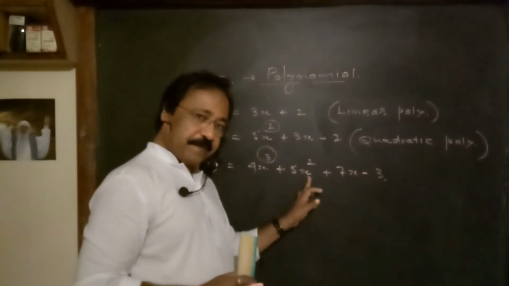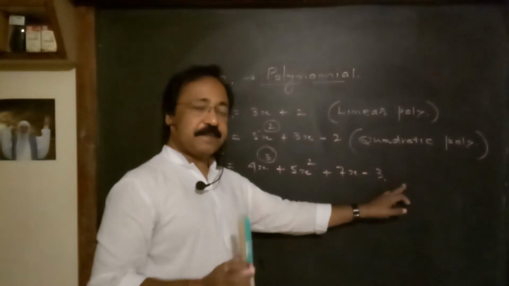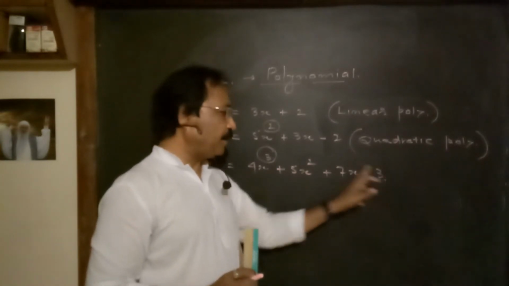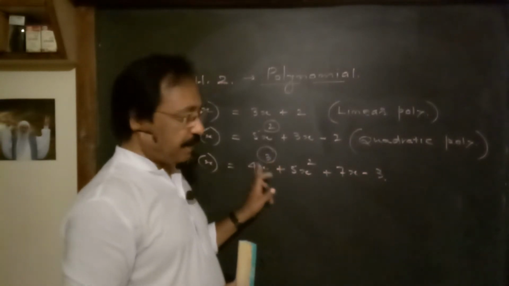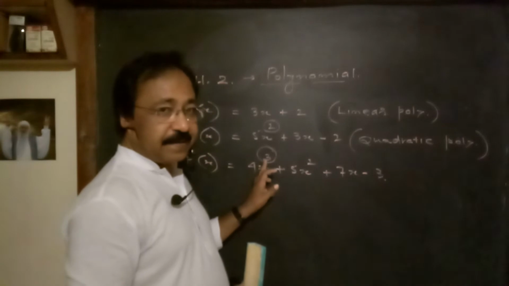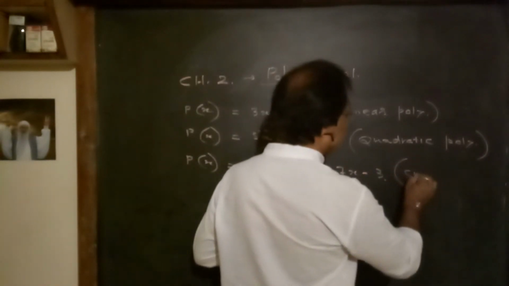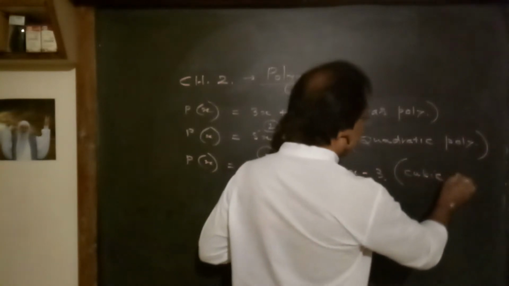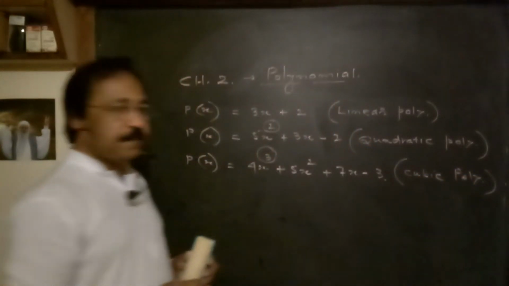Here what is the power of x? It is 2. What is the power of x? It is 1. Here no x is given, that means the power of x is 0. 0, 1, 2, 3. What is the highest power of x? It is 3. So when any polynomial contains variable x with highest power 3, that is called cubic polynomial.